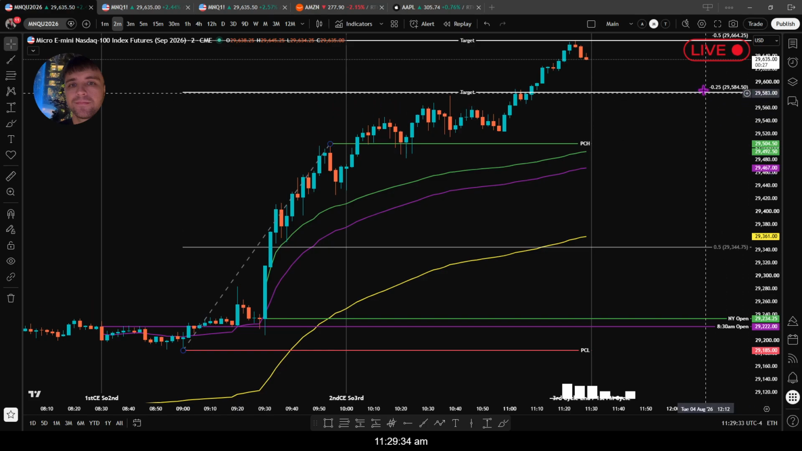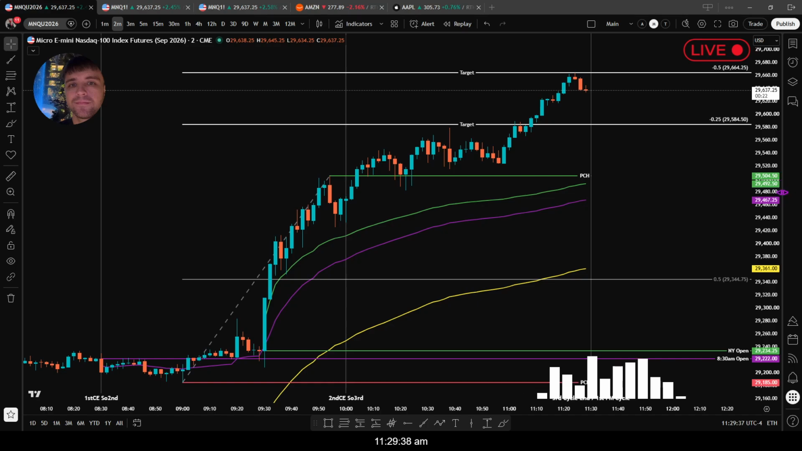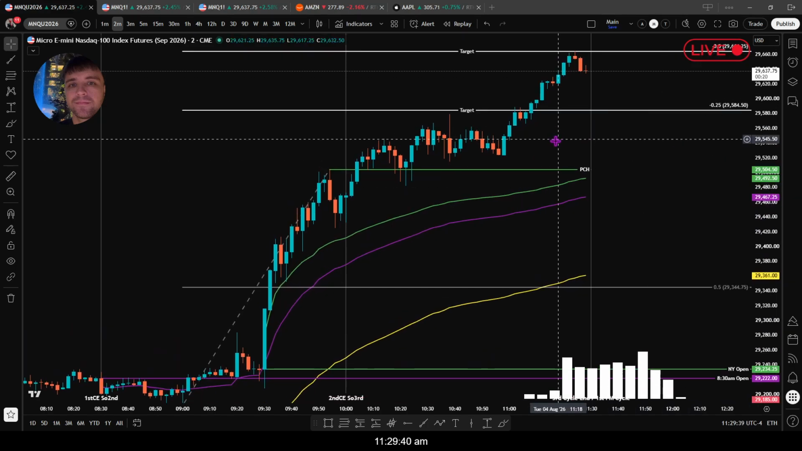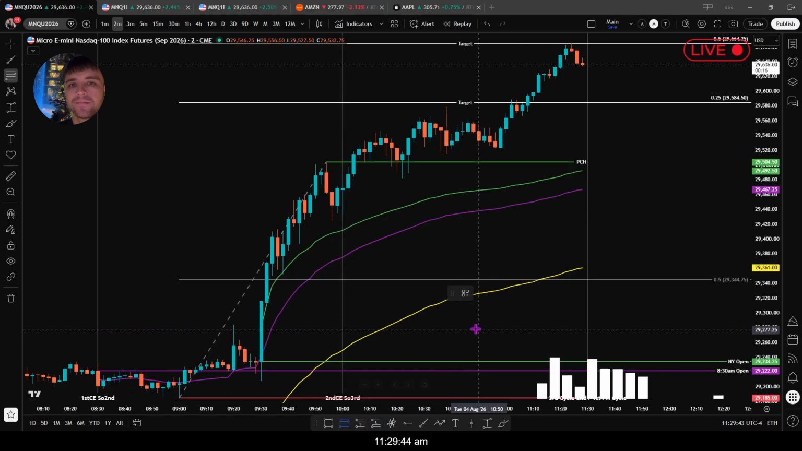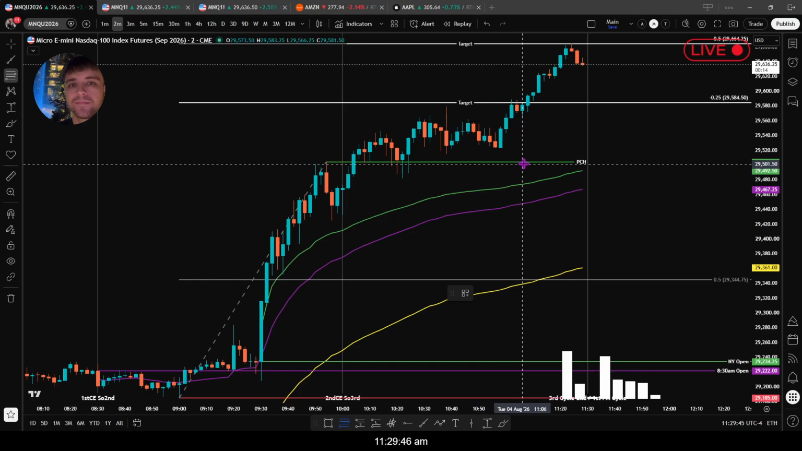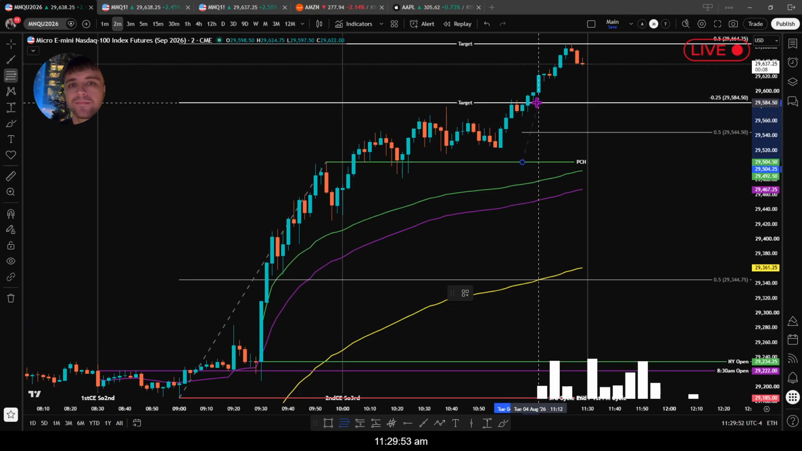In terms of trims and final exit, our first trim was 29,544. This first standard deviation here, which is what we're mainly targeting, was pretty far away from our entry. So what I did was take 50% of that range, and that was how I got the 29,544. So that was our first trim.